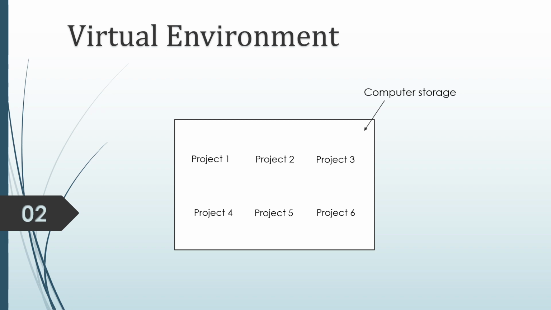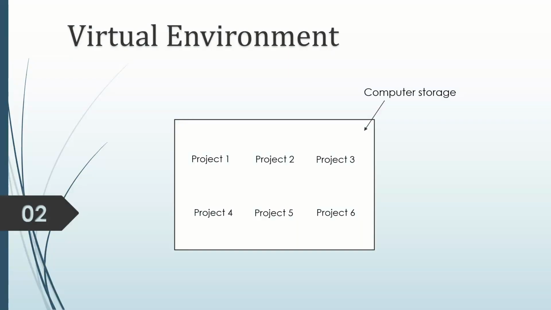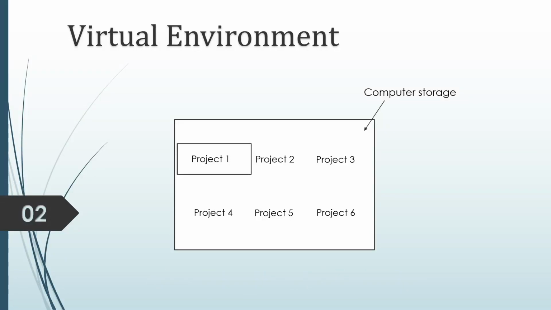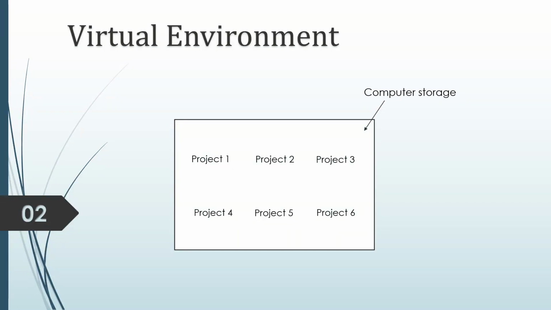Similarly, project 2 needs Django version 3.1 with Pillow 7.2, the lower version. Okay, so then only this particular project 2 will run. For project 1, what we need is Django 4.0 plus Pillow 8.4. And for project 2, what we need is Django 3.1 and Pillow 7.2. Okay, so then both of these projects will run smoothly.